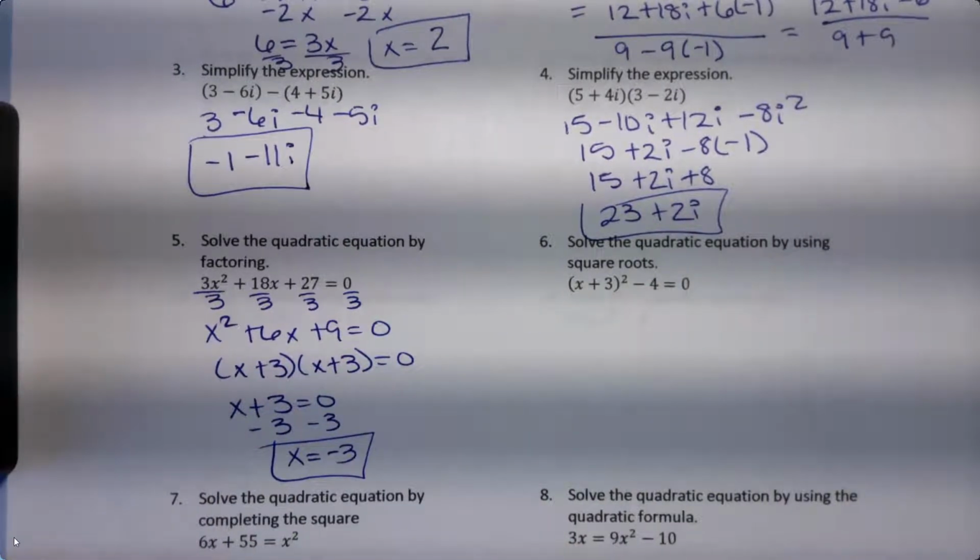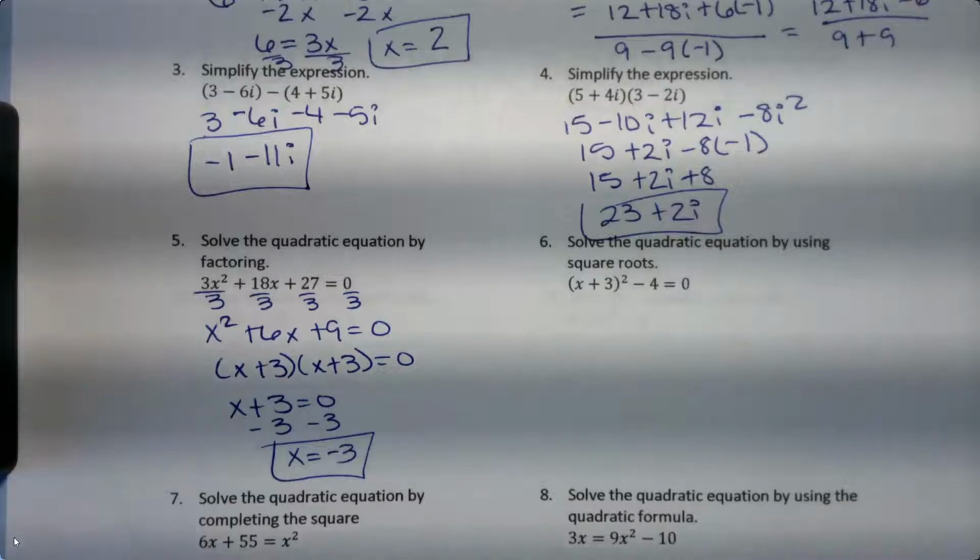If I had an a value that I couldn't divide out like that, then I would go ahead and use either the box method or the AC method that we've learned before.